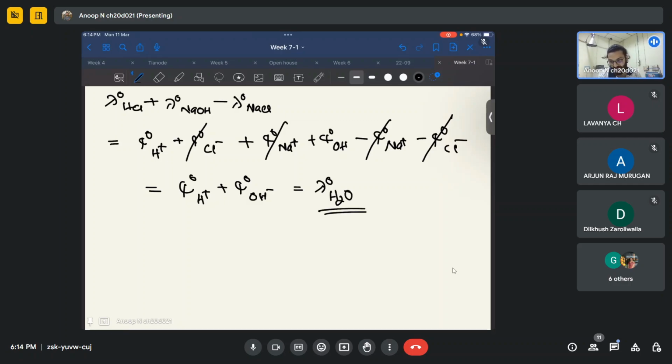So now you take the second one, lambda 0 HNO3 plus lambda 0 NaNO3 minus lambda 0 NaOH. How can you write it? Any of you? How can I write in terms of ionic conductivity? How can I write lambda 0 HNO3? Anyone? How can I write it?